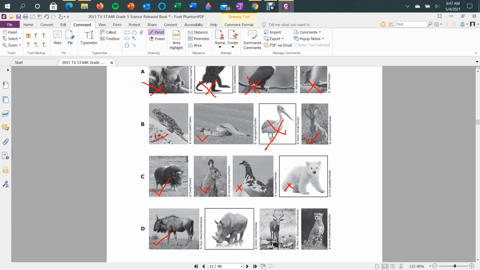It needs grass. Rhinos, we know, live in the savannah. We've seen that before. Antelope, we've seen that even on Lion King. Oh, we know the big cats love the savannah. I would say it's D.